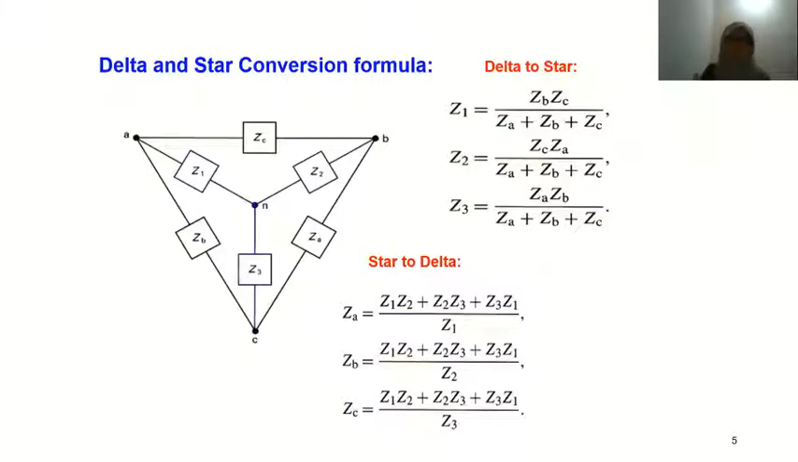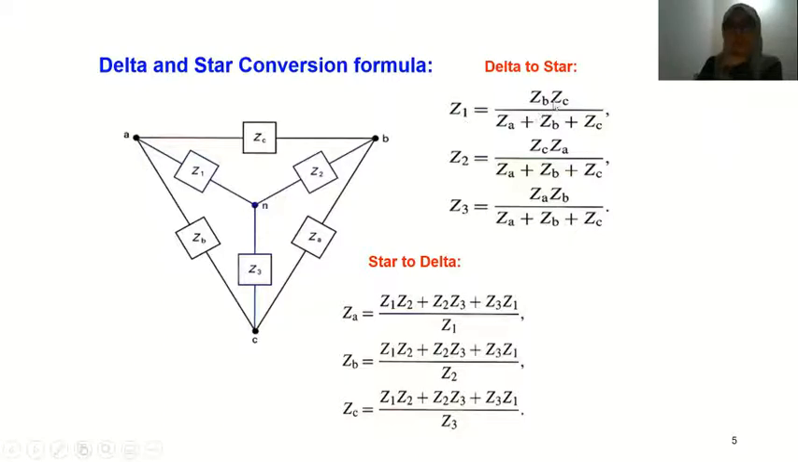Besides that, another important formula that you have to know is the delta to star conversion formula. ZA, ZB, and ZC are the delta loads, and Z1, Z2, and Z3 are the star loads. To convert the delta to star load, this is the formula.